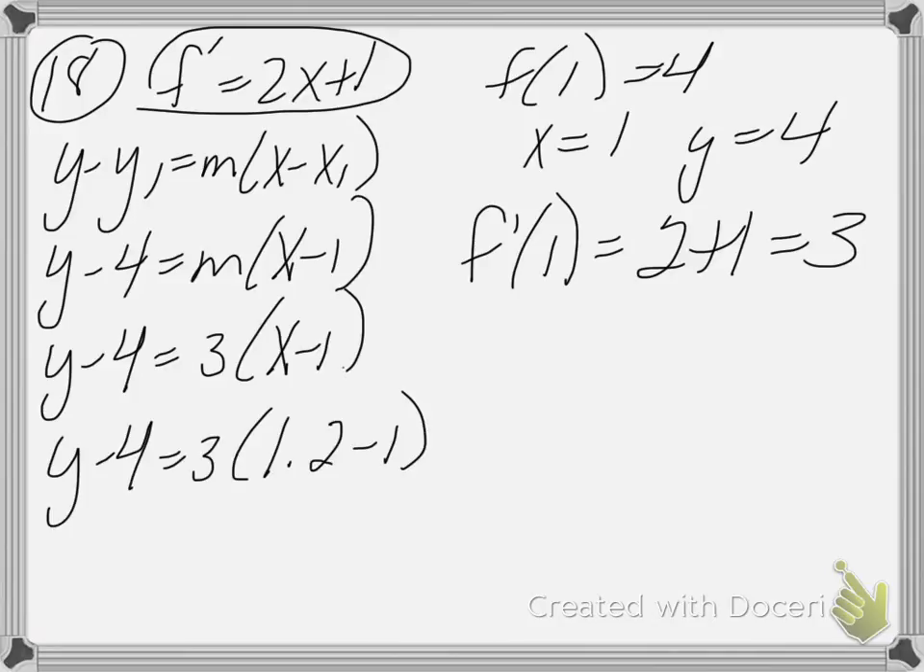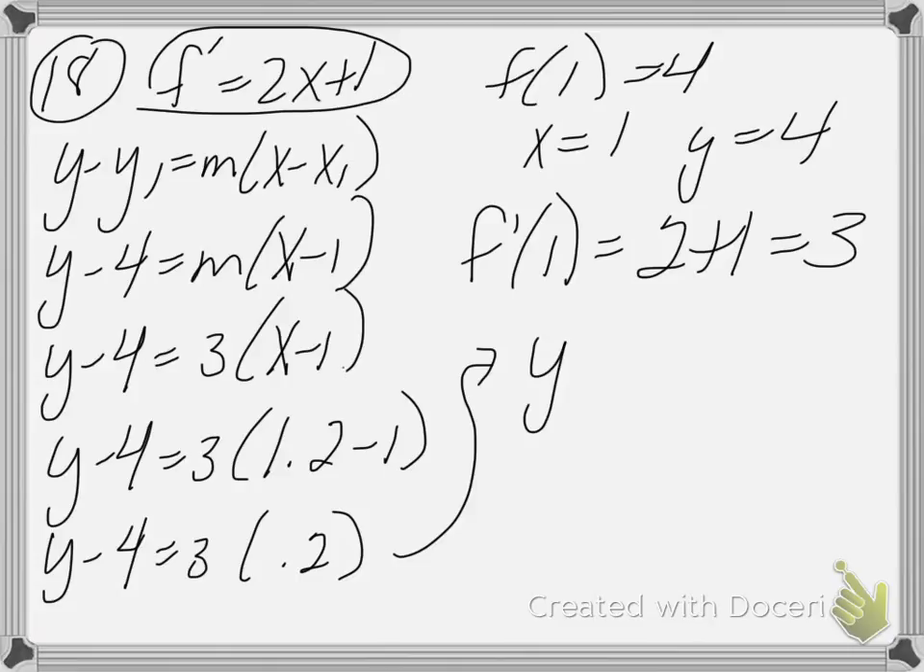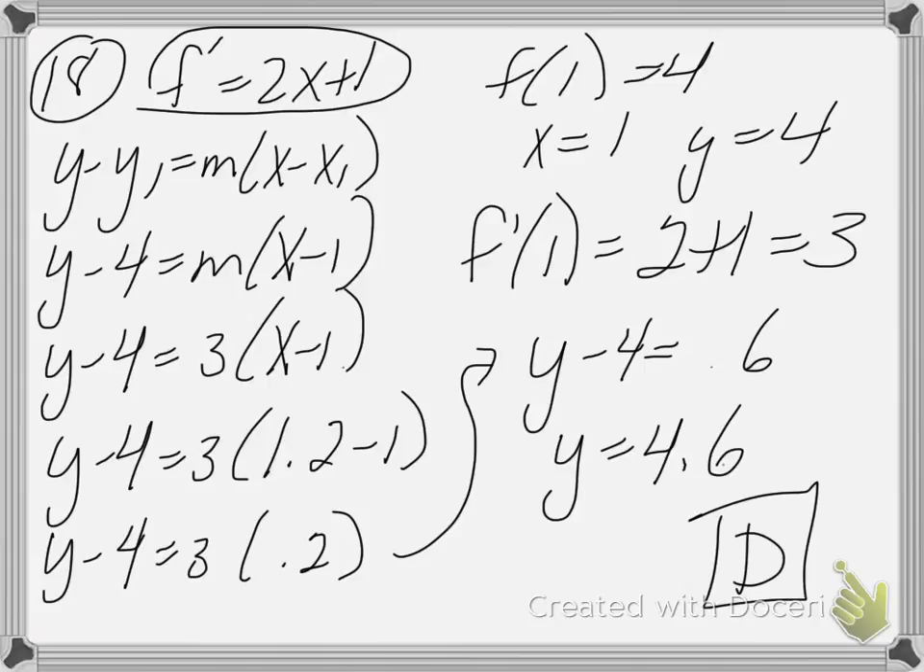And also I had told you that you should be able to calculate that in your head, that you shouldn't need a calculator. So 1.2 minus 1 is definitely something that you could do in your head. So if we simplify, we get this. And then if you simplify further, you get this. And then you add 4 to both sides, and you get 4.6. And that was choice D.